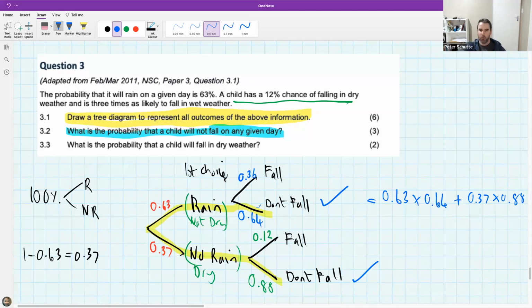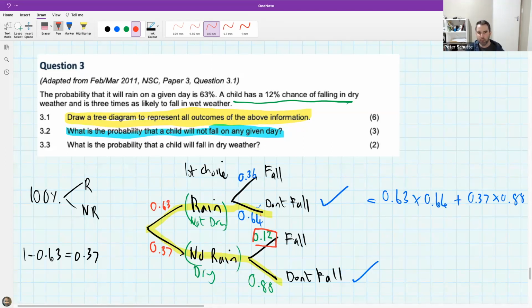So, Karabo, what we did was we went from the 0.12, and in the question it said it's 3 times more likely in wet weather. So when we went up to the wet weather or the rainy weather, we went from 0.12 to 0.36 by multiplying by 3. And then we said together these need to add up to 1. So if you go 1 minus 0.36, you get that.